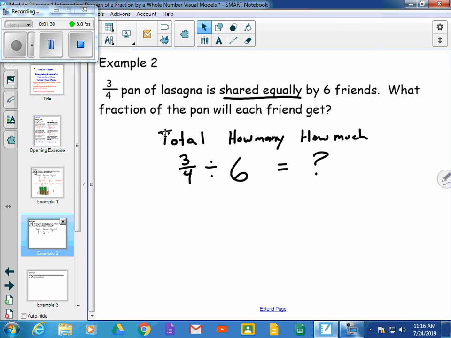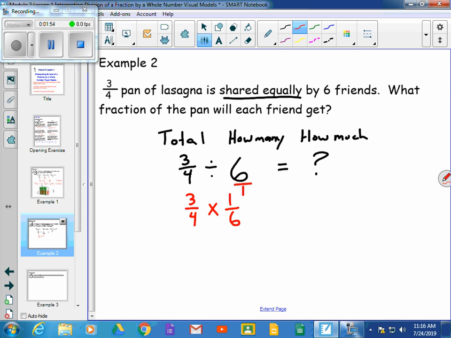Now, let's solve this by using some multiplication. Let's change that division into something that we know how to do. Keep the first number the same, change it to multiply, and then we're going to flip or find the reciprocal of 6. Well, if we think of 6 as a fraction, it's 6/1, but we got to flip it. You might have heard of the little saying, keep it, change it, flip it. That's what we're doing here. Keep it, change it, flip it.